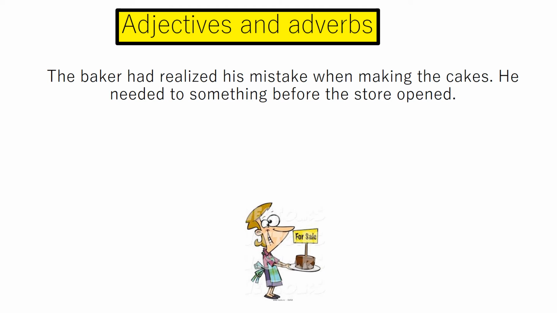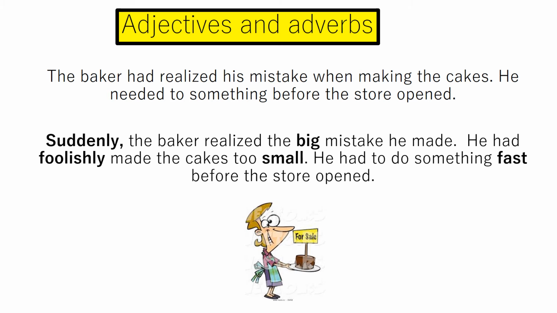So here is an easy example showing you how to do it. The baker had realized his mistake when making the cakes. He needed to do something before the store opened. So how can we improve the quality of this sentence using adjectives and adverbs? Well, here you go.